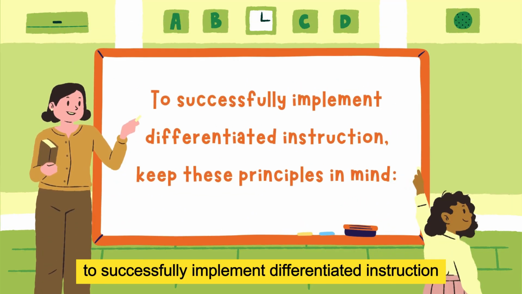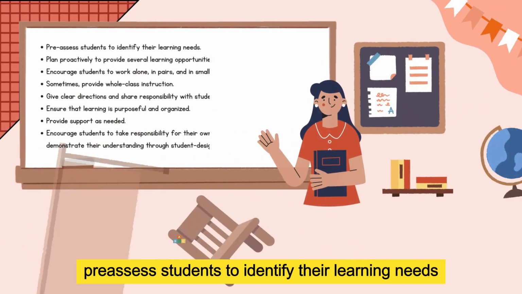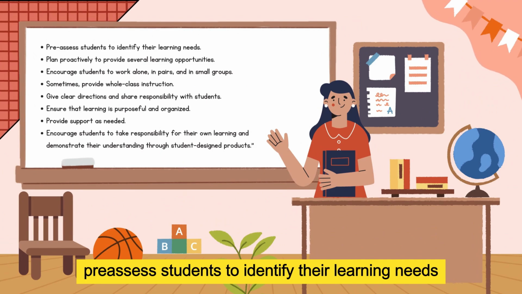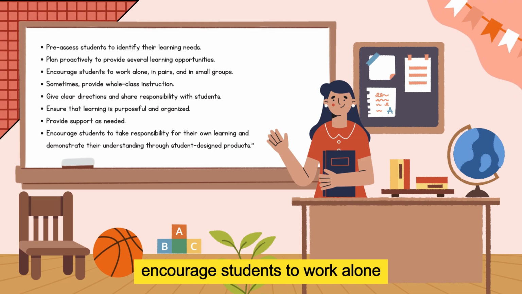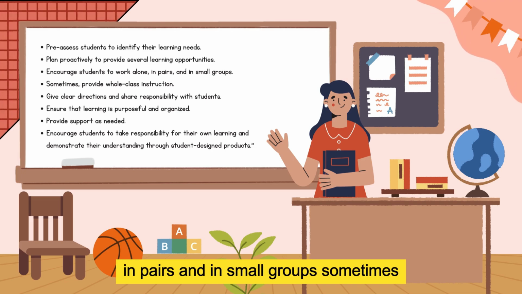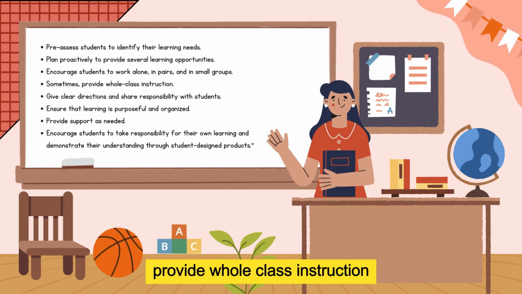Principles of differentiated instruction. To successfully implement differentiated instruction, keep these principles in mind. Pre-assess students to identify their learning needs. Plan proactively to provide several learning opportunities. Encourage students to work alone, in pairs, and in small groups. Sometimes, provide whole class instruction.